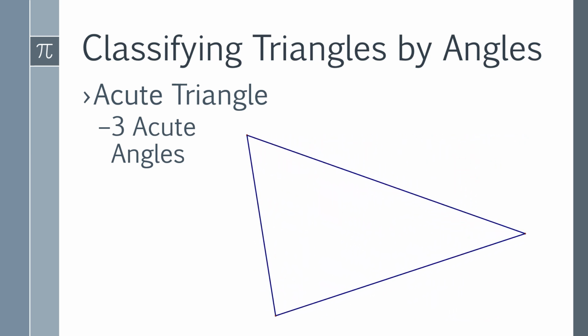Okay, so an acute triangle has three acute angles. Remember, acute angles are all less than 90 degrees. So that's acute because small things tend to be cute. A good way to remember this is these are smaller angles. So all of the angles are less than 90.